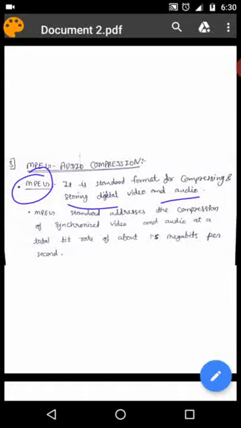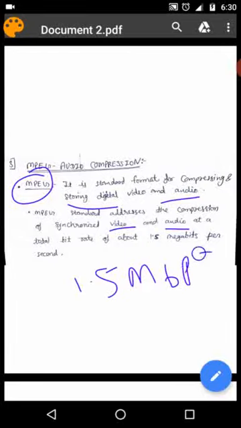MPEG compression basically consists of 4 steps. First is data preparation, second is data processing, that consists of motion prediction and DCT, third is quantization, and fourth is entropy encoding. MPEG standard addresses the compression of synchronized video and audio at 1.5 Mbps.